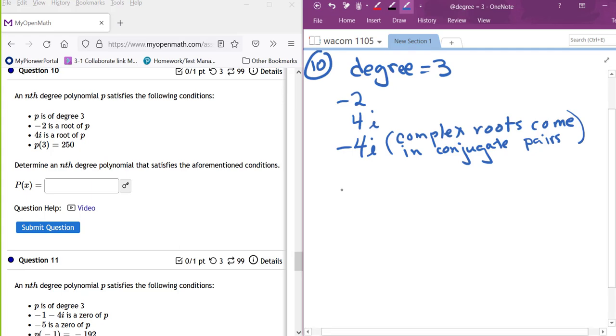And this condition P of 3 equals 250. All right, so this will be a factor of x plus 2. This will be x minus 4i. This is minus a negative, so it will be x plus 4i.